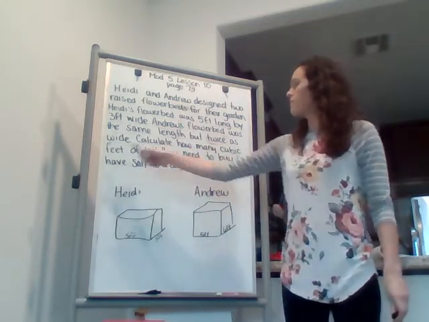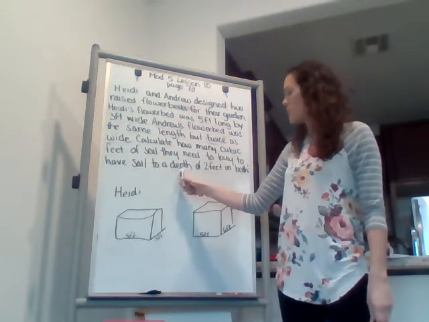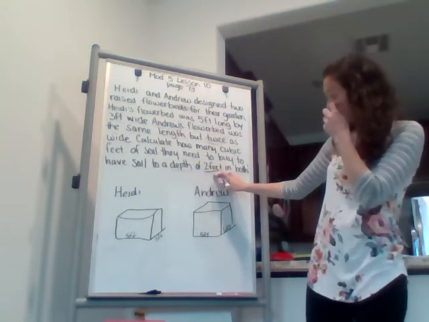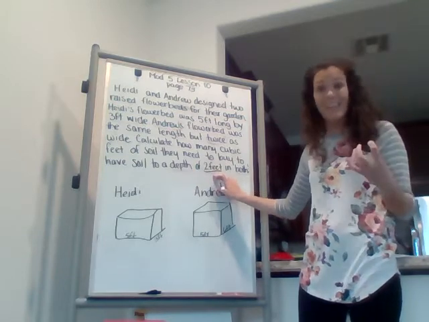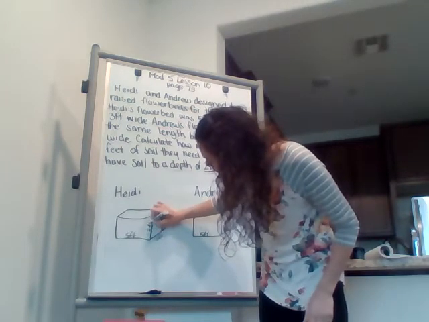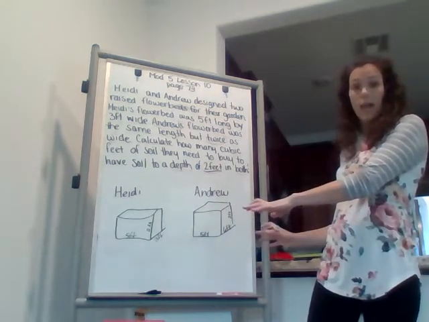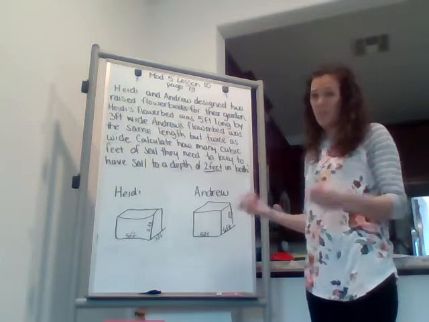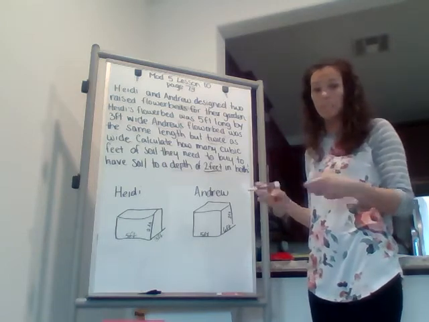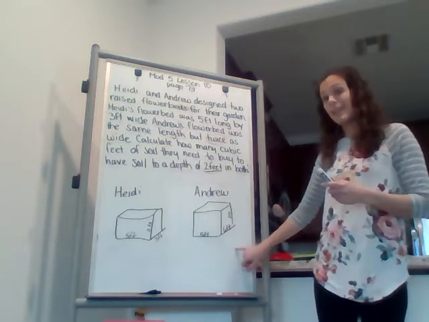Calculate how many cubic feet of soil they need to buy to have soil to a depth, remember, we talked about how that is how deep something is, of 2 feet. So that gives us our height. So depth and height mean the same thing. So I know that that's this number over here, 2 feet and 2 feet. And from drawing this out, it's become really clear to me that what I'm solving for is the volume. The volume, which we know is length times width times height. So I'm going to find Heidi's volume and I'm going to find Andrew's volume.